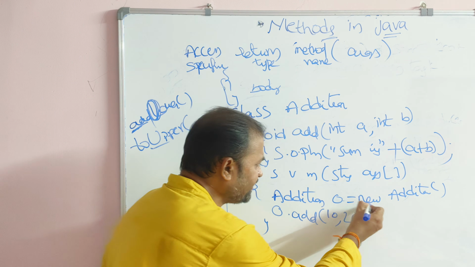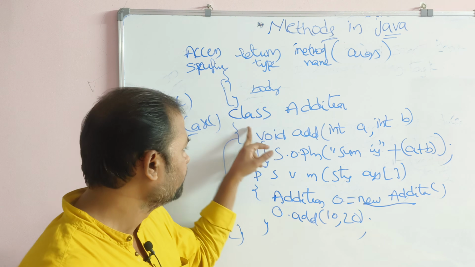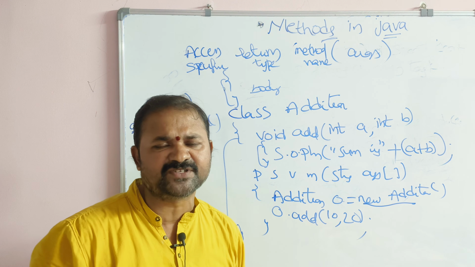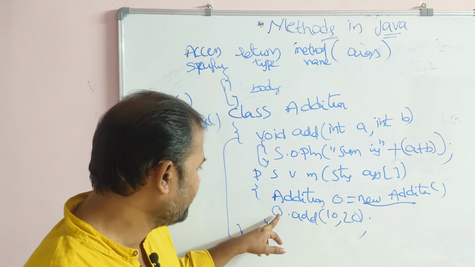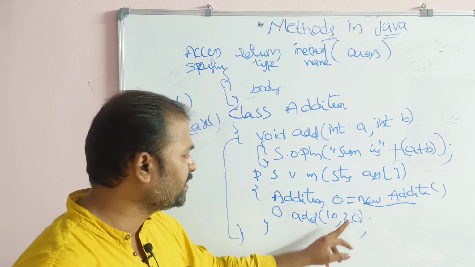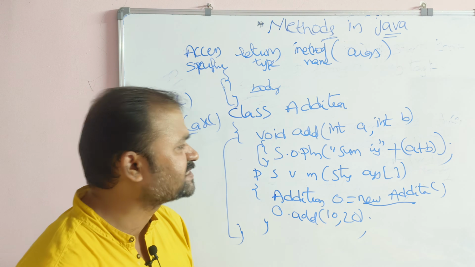Whenever an object is created, memory will be allocated for instance variables. But here there are no instance variables. Instance variables means the variables which are declared inside the class. Next, o.add of 10, 20. So this 10 will be passed to a, 20 will be passed to b. So sum is 10 plus 20, meaning 30 will be printed.